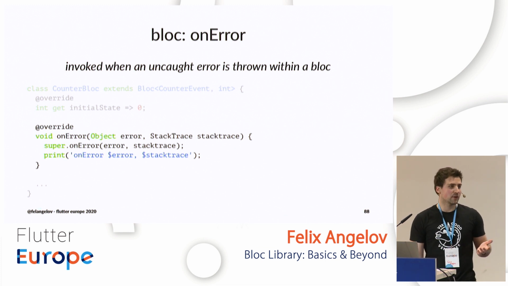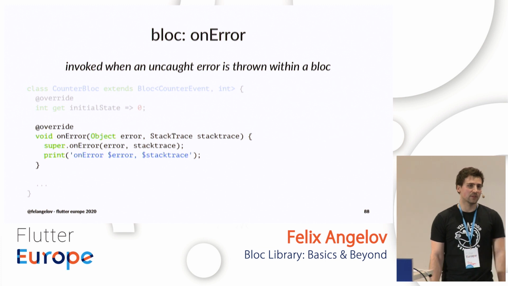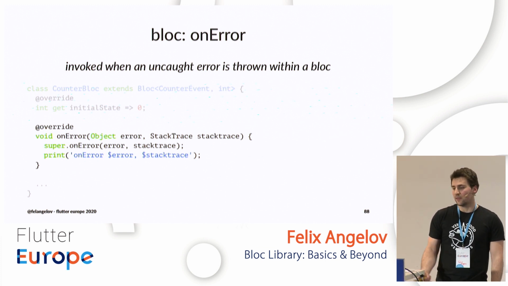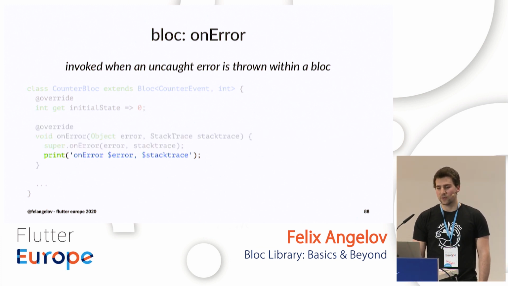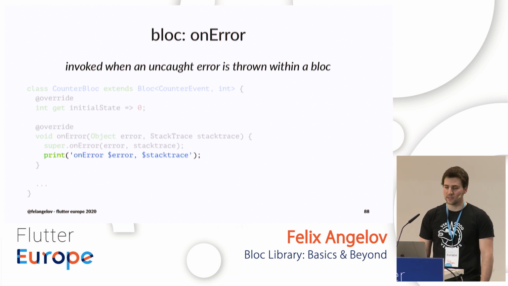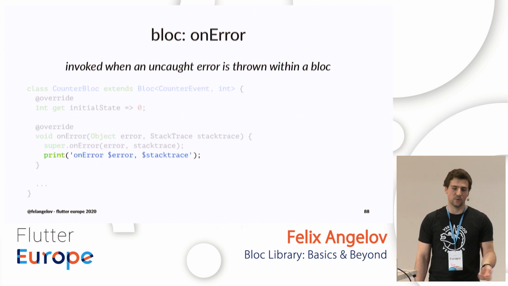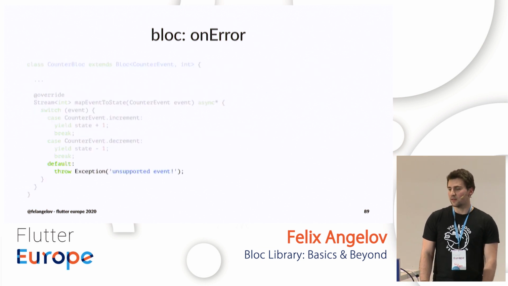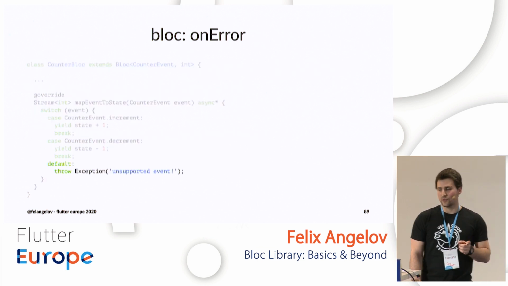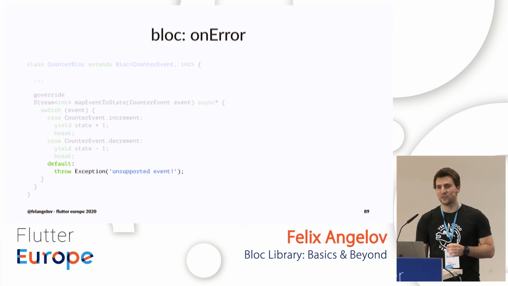And some of you might be wondering, okay, what if an error happens in our block? How do we hook into that? There is an onError override for that, which gives you access to the error as well as a stack trace, if there is one. So we can demo that by just adding another print statement with the error and the stack trace. We actually can't do this yet because we don't have any exceptions being thrown in our block.